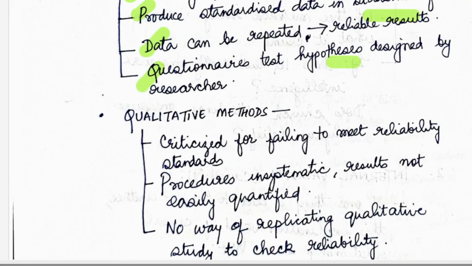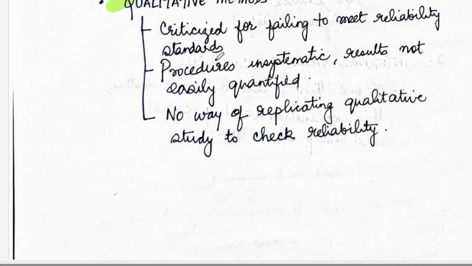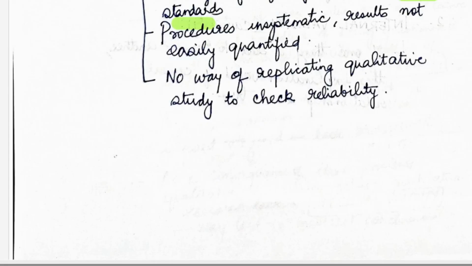So, in summary, quantitative methods produce reliable results. Why? Because they use data which can be repeated and which are uniform in nature. When compared with qualitative methods, what happens? Qualitative methods and reliability. Now, qualitative methods are often criticized for failing to meet the reliability standards. Why? Because interpretivist methods or ethnographic methods focus more on understanding the meanings rather than producing standardized results.